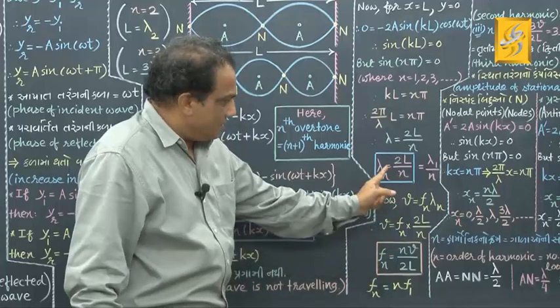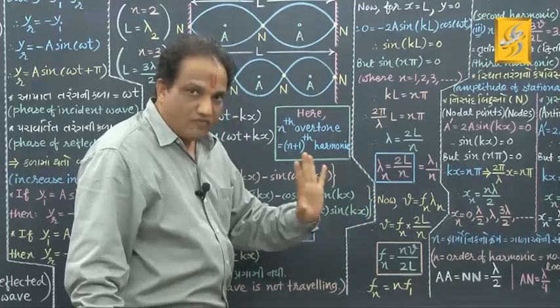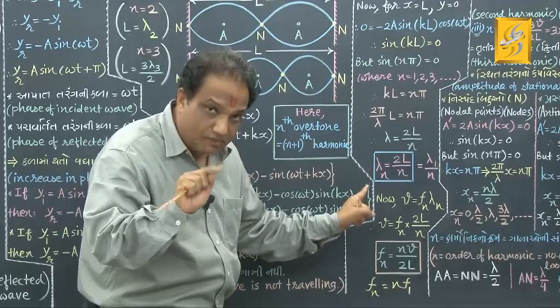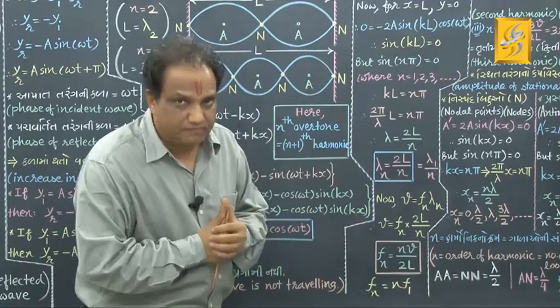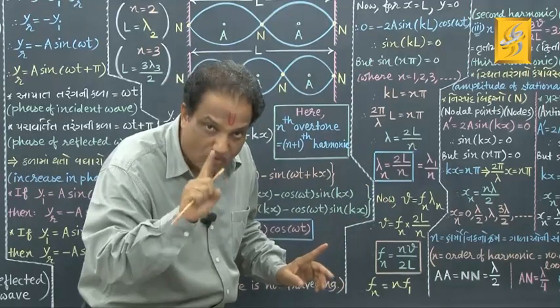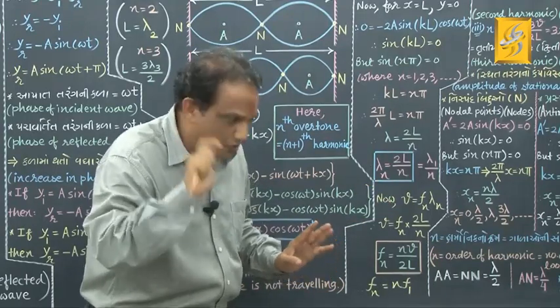Now this is the wavelength for order n. Here order n is called the nth harmonic. N stands for the order of harmonic. Now what is that? I am showing you.